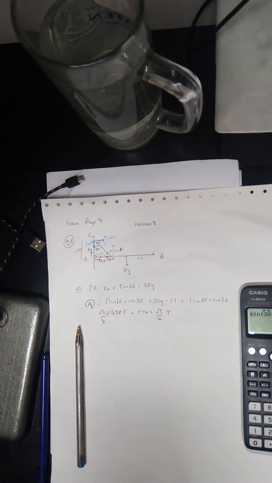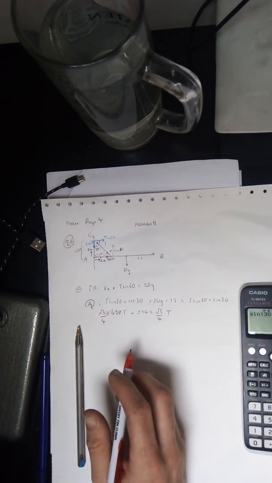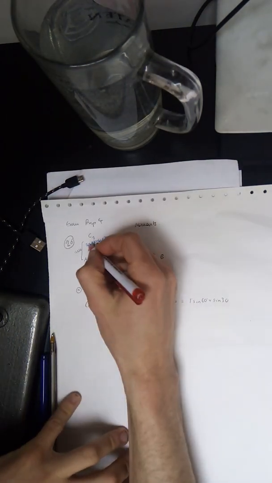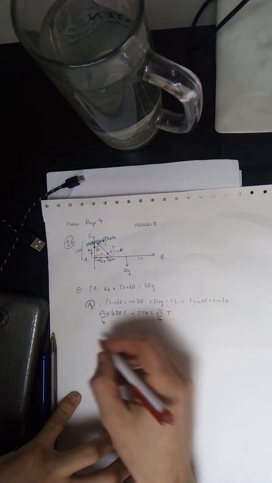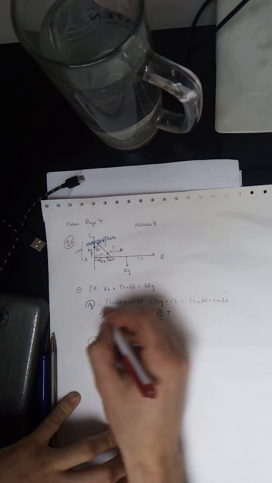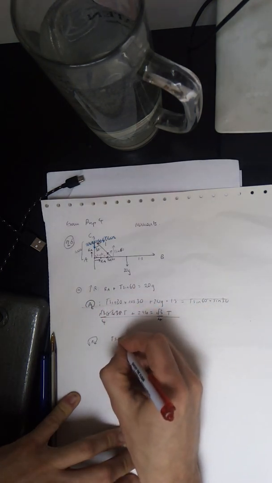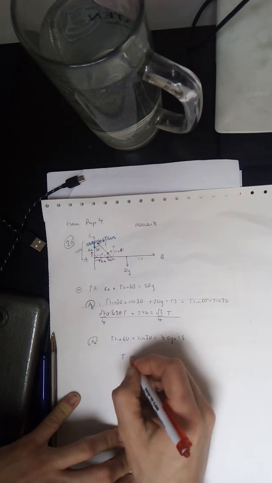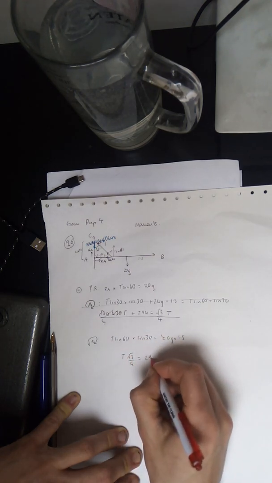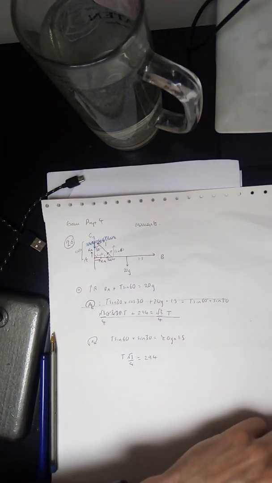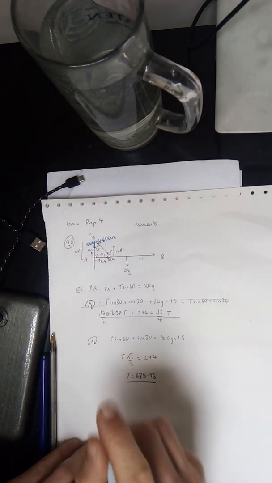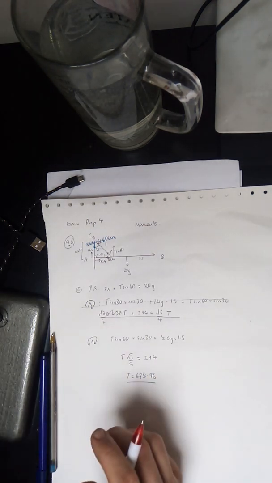We don't want that there, do we? We just want to take moments about A. Right, I'm going to get rid of this tension and just use this tension. Let's see what we get. Moments about A. This one we can ignore, so let's try that again with just that one. T sine 60 times sine 30 is equal to 20g times 1.5. So T root 3 over 4 is equal to 294. Okay. So T is equal to 678.96. Explanation to follow.